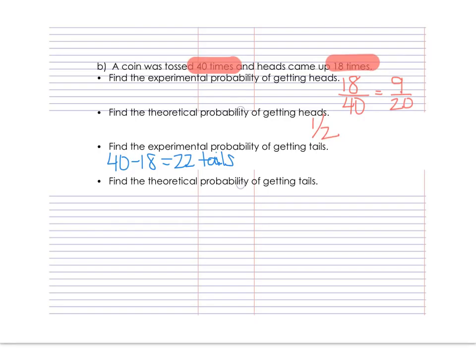So now we know how many tails we had. We know how many times we tossed the coin. So my experimental probability starts out as 22 over 40. Same thing on this one. I can divide out a 2 out of both, and so we end up with 11 over 20. And again, that's what happened in our experiment.